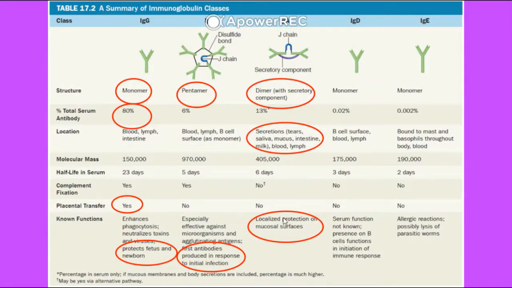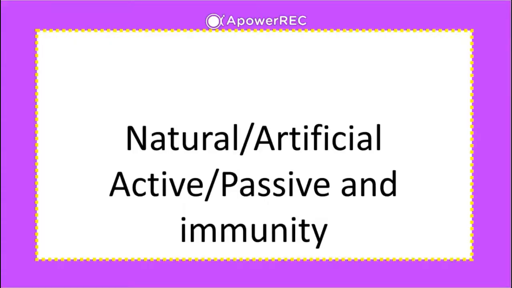So you just need to focus on what's really important here. These very small amounts of total serum for these other ones aren't so important. The molecular mass, again, not so important. Just focus on the more important things that I've circled in red here for the exam. Okay, now let's cover adaptive immunity, natural/artificial, and active/passive.